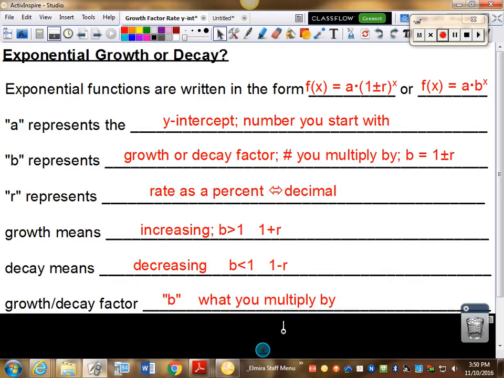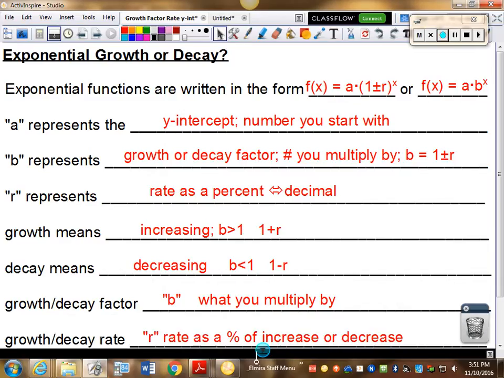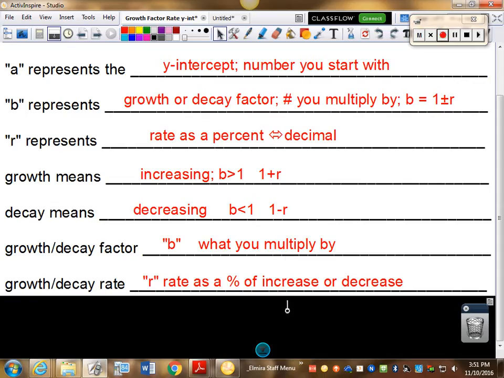What's a growth or decay factor? It's your B. It's what you multiply by. I know we covered that up here, but I put it on as a separate vocabulary word so that you could find it more easily than looking for it in the definitions. It's pretty critical that you understand the difference between a growth and decay factor and a growth and decay rate. The growth or decay rate, that's your R, and it's a percent.